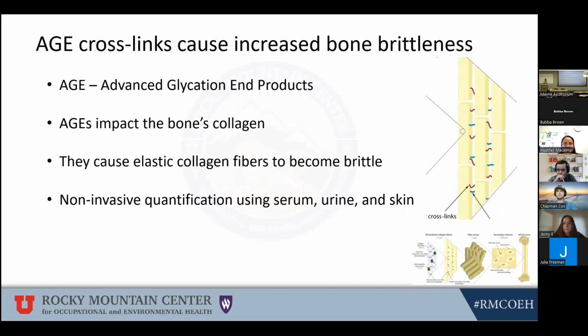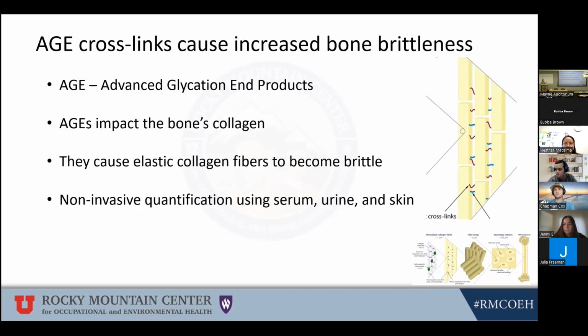Another interesting thing that causes bones to become more fragile is AGEs, advanced glycation end products. These are cross-links between the collagen fibers. Collagen is very elastic, but when you have cross-links binding between them, it makes them less elastic and more brittle. AGEs are non-enzymatic cross-links, which can be caused by diabetes, likely due to the amount of sugar in the blood. So they're one of the contributors that make bone more fragile.